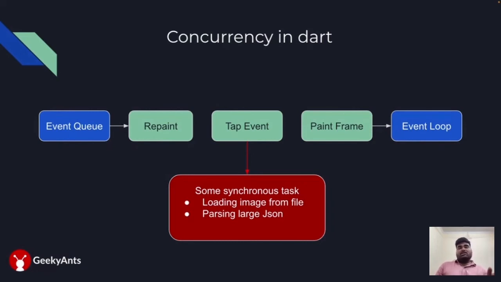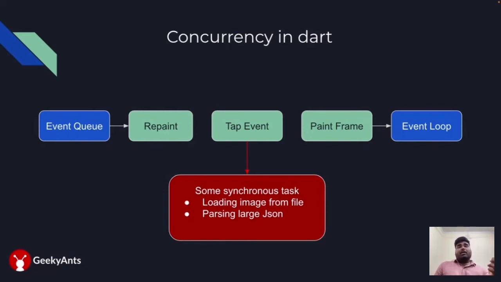We know that. And the same goes for parsing a large JSON. Say that we have an extremely large JSON, let's say of 1 MB, and we are trying to parse that. That is a synchronous function. Dart doesn't know that it has to wait for it. It has to delegate to a different non-Dart VM, or it has to do it on the native level.